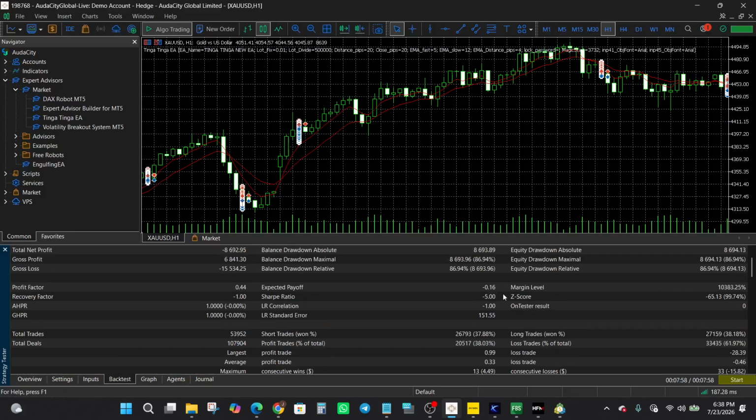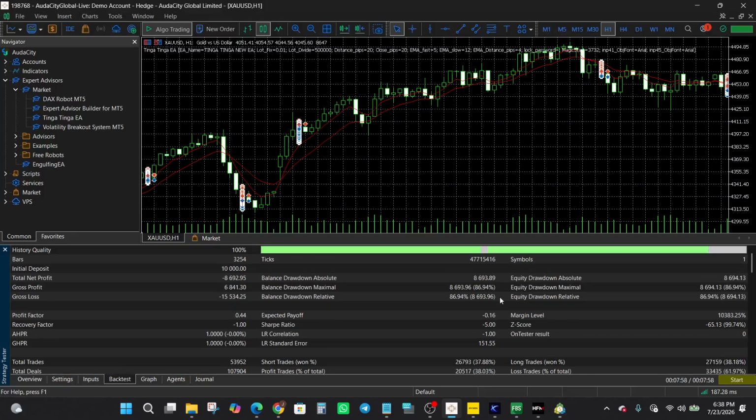Now, perhaps the most concerning figure in the report is the maximum equity drawdown of 86.94%. Drawdown represents the largest decline in account equity during the test, and a drawdown approaching this level will generally be considered extremely aggressive from a risk management perspective. While different traders have different levels of risk tolerance, this is certainly a statistic that deserves careful attention before considering any live deployment. Okay, and of course, it is important to keep these results in context.